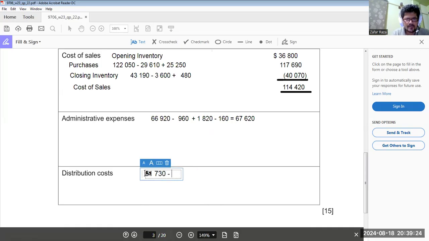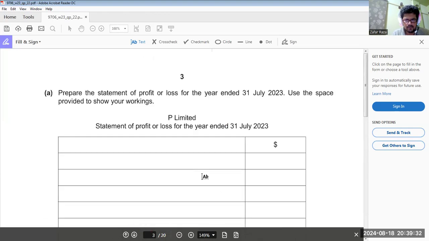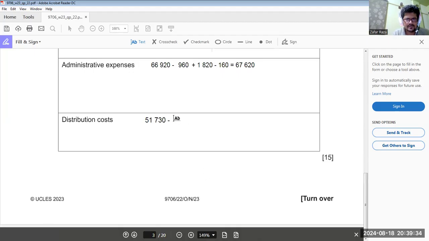51,730 minus prepaid at the end of the year, which is 1,490. So that would be together how much? 51,730 minus 1,490 is 50,240. Got it? This is the distribution cost.